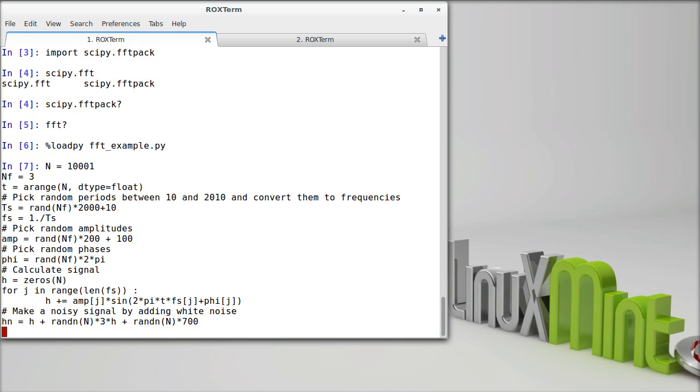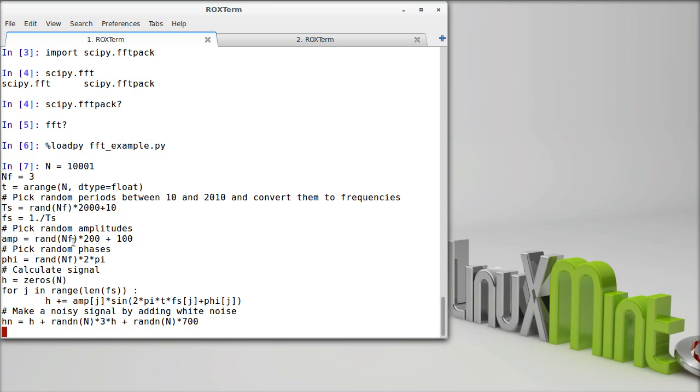So I've put together something here that will construct some random data for us. We're going to construct 10,001 points. We're going to randomly pick some frequencies or periods that are in our signal. Our signal is just going to be constructed of, in this case, 3 frequencies, or 3 sine waves, with some phase shift. Just 3 sine-like waves that are going to dominate our signal. And so that's what we're doing here.